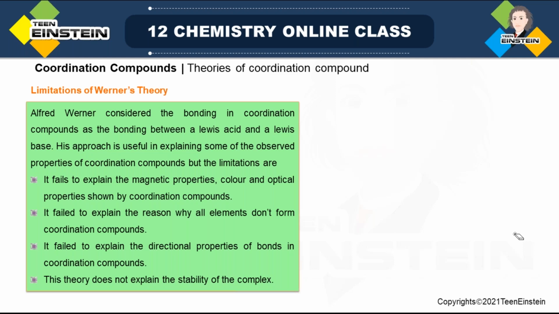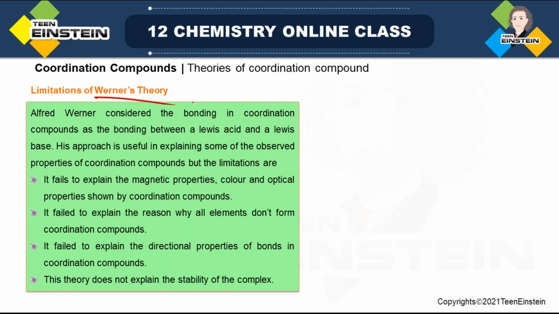Now the first theory, which is basically the origin of coordination complexes that we have already seen, is Werner's theory. From Werner's theory, basically, we have known what a coordination complex is. So this is the first theory. So obviously it will have some limitations.